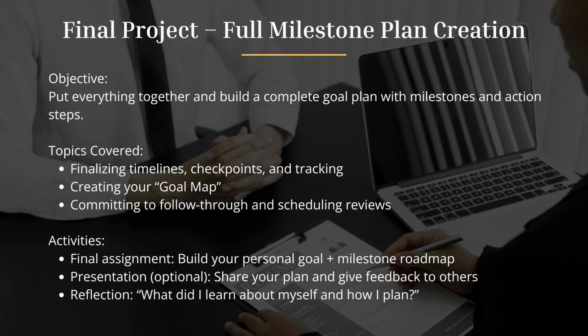Final project: full milestone plan creation. Objective: put everything together and build a complete goal plan with milestones and action steps. Topics covered: finalizing timelines, checkpoints, and tracking. Creating your goal map. Committing to follow through and scheduling reviews. Activities: final assignment, build your personal goal plus milestone roadmap. Presentation, optional: share your plan and give feedback to others. Reflection: what did I learn about myself and how I plan?